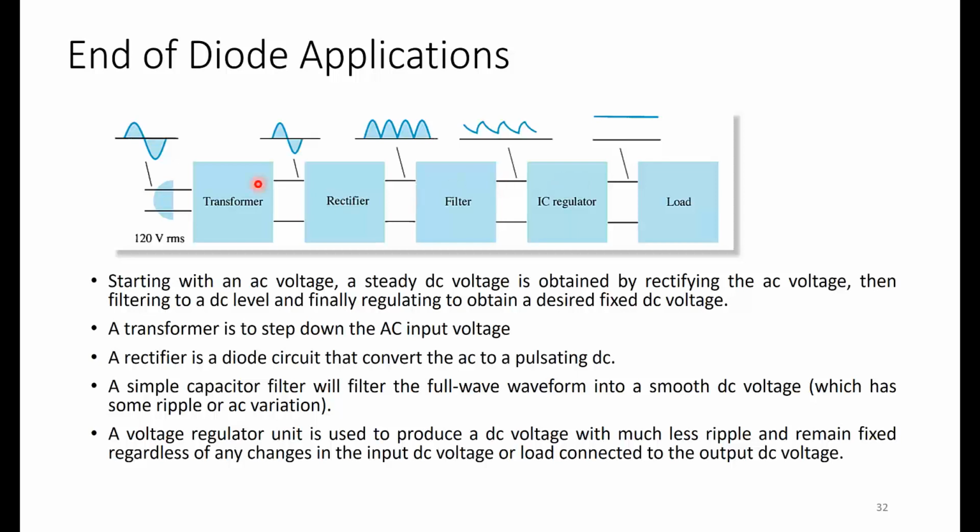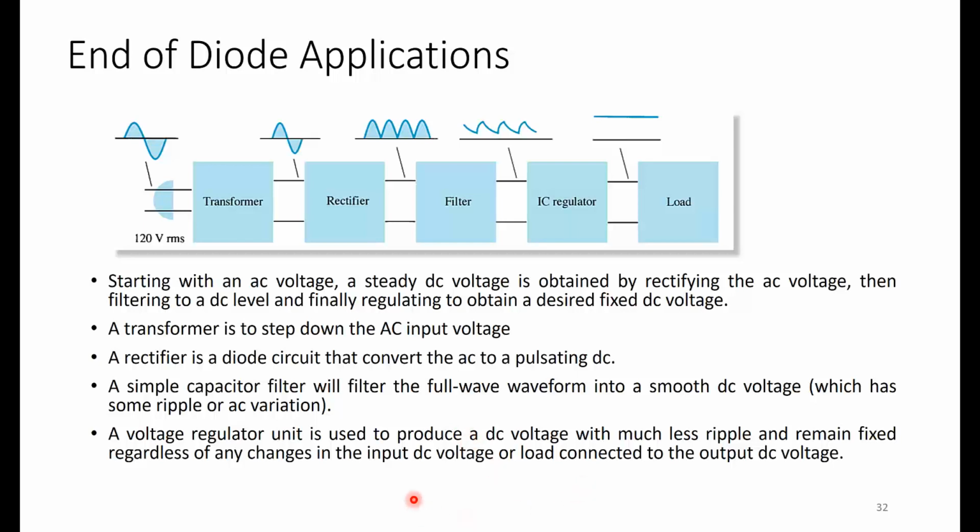Okay, so a transformer is to step down the AC input voltage. A rectifier is a diode circuit that converts AC to pulsating DC, and we have covered half wave rectifier and full wave rectifier. And full wave rectifier we have covered 2. One is bridge, the other one is center tap transformer. The simple capacitor is not something that we did in our course here, but it's sufficient for me to say that you can use a simple capacitor.